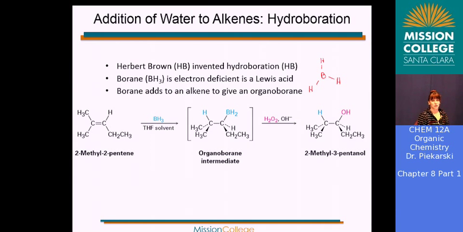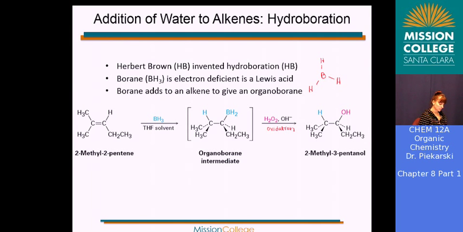Borane basically adds across the alkene to give an organoborane intermediate. And then we have an oxidation step here that converts the BH2 into an OH, into an alcohol. So this is going to be more of an oxidizing agent. Hydrogen peroxide or any of those peroxides are good oxidizing agents.